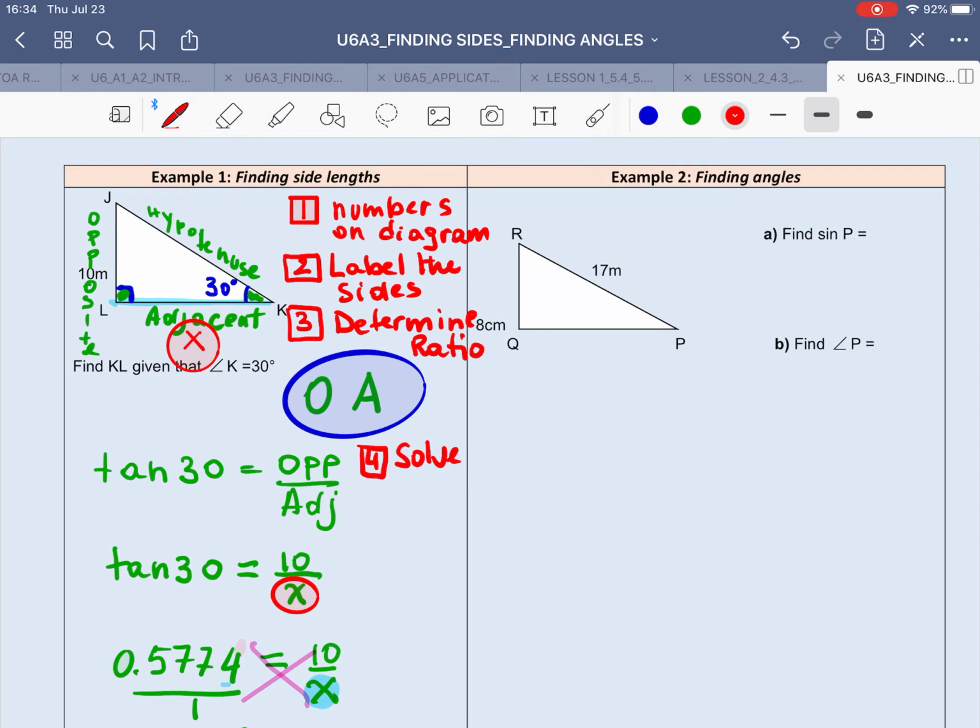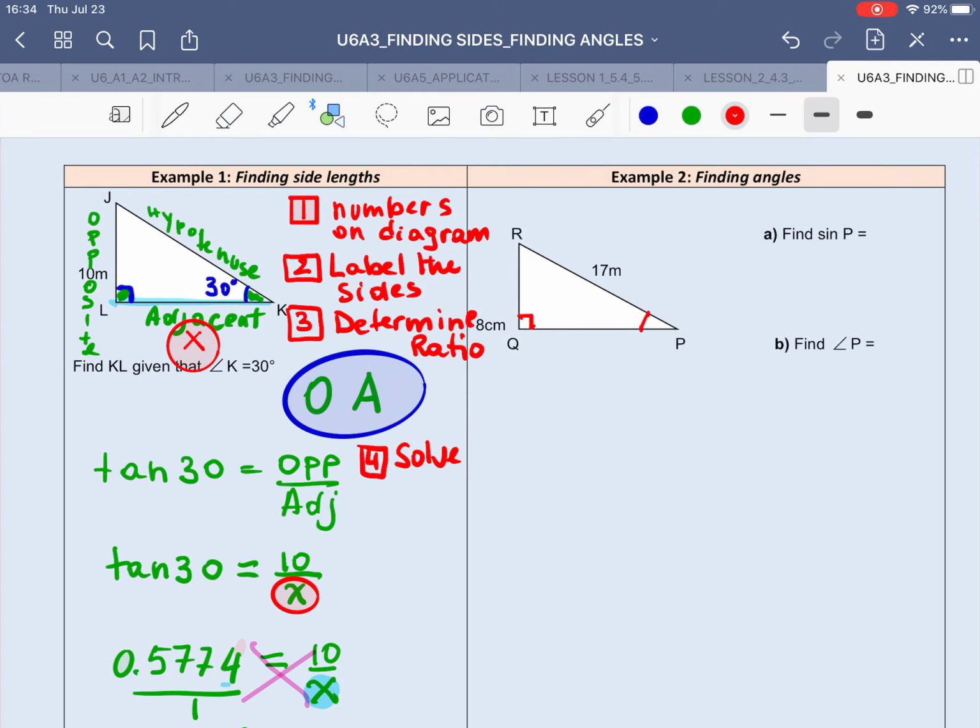In the next question, again, we have a right angle triangle right here. At Q, we have an 80-degree angle, and we need to find out the sine of the angle P, so that's our unknown. And we also need to find the angle P itself, all right? So let's get started.